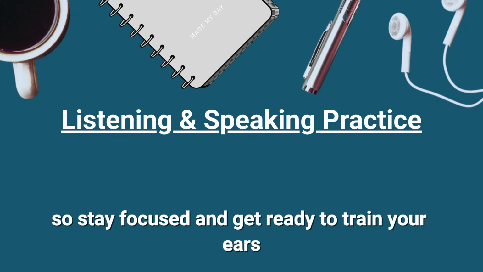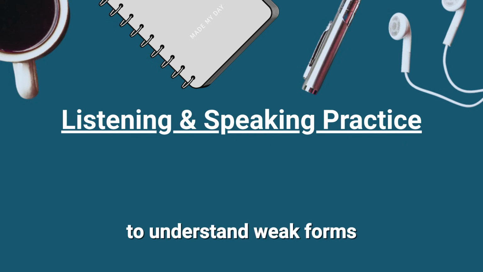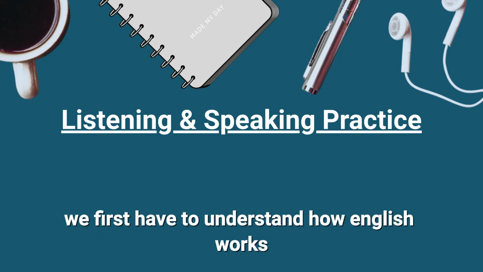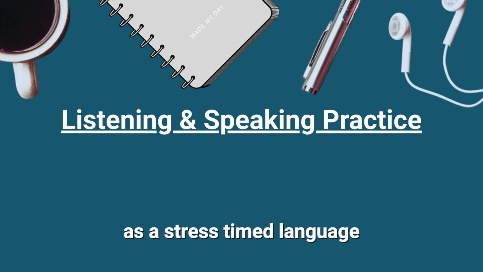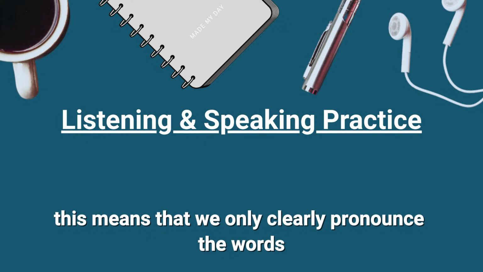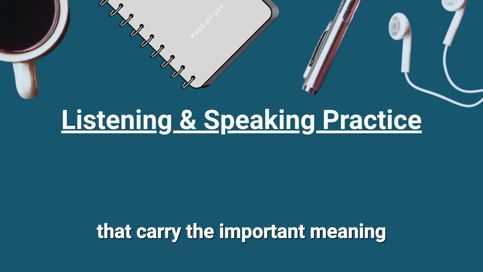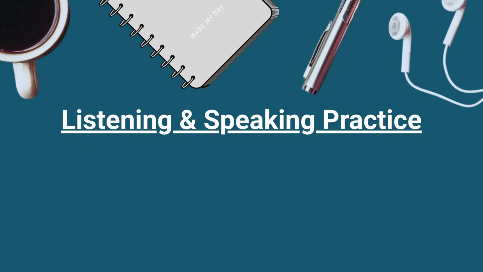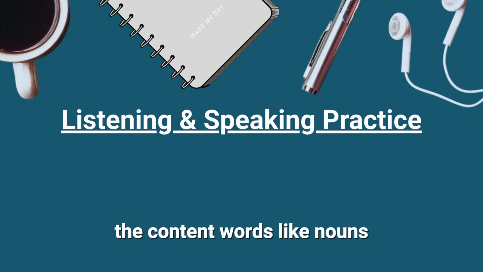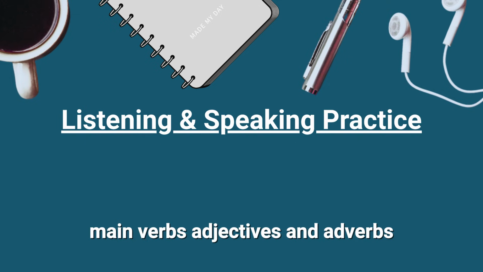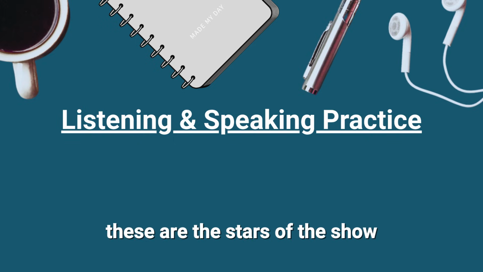To understand weak forms, we first have to understand how English works as a stress-timed language. This means that we only clearly pronounce the words that carry the important meaning. The content words like nouns, main verbs, adjectives, and adverbs. These are the stars of the show.